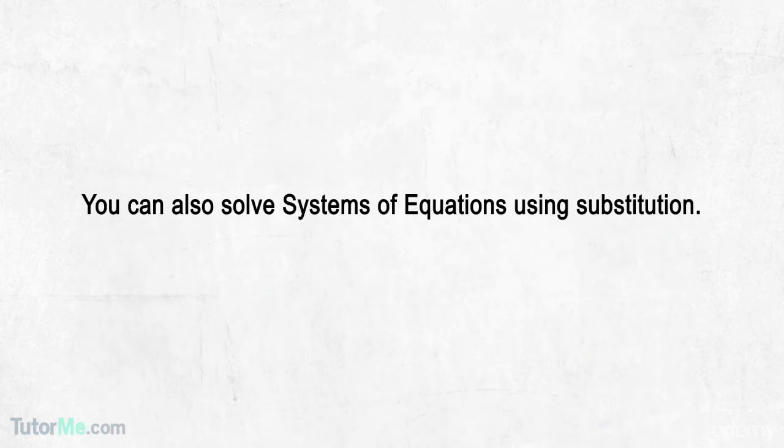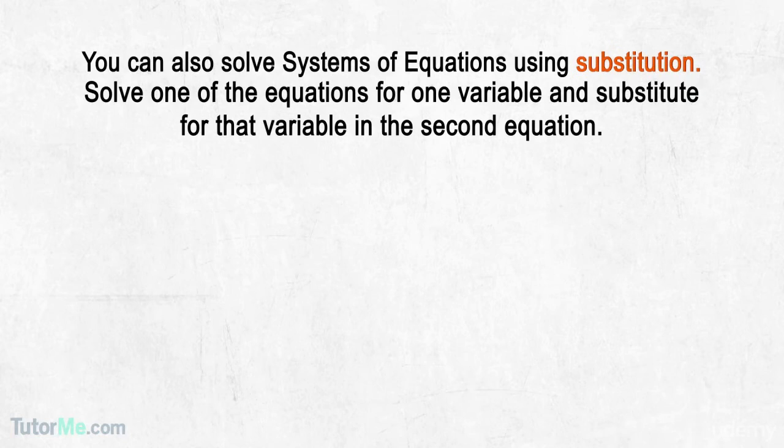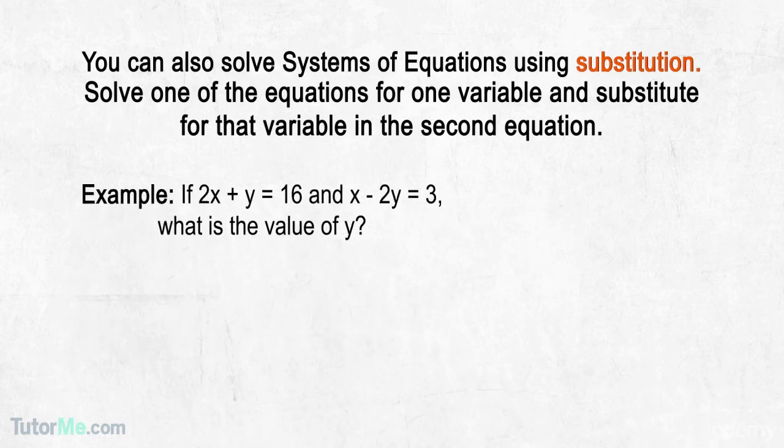Another strategy for solving systems of equations is by using substitution. To do this, solve one of the equations for one variable and substitute for that variable in the second equation. Let's try it out. If 2x plus y equals 16 and x minus 2y equals 3, what is the value of y? Okay, so we have the same two equations from the last example, but instead of trying to cancel variables out, we'll isolate one of the variables.